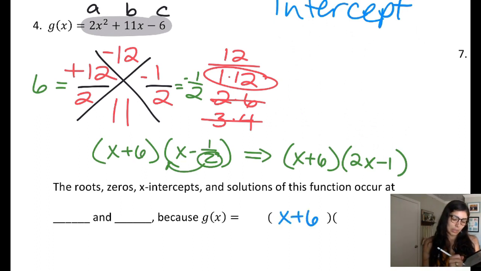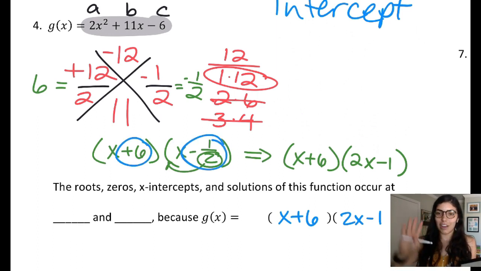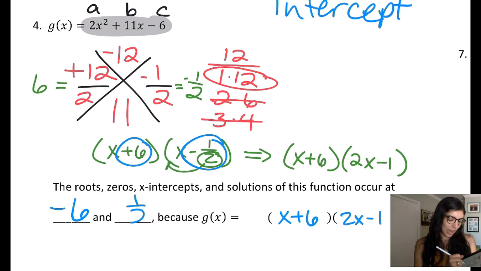We know this because that's what it's asking for in intercept form, is its factors. But when we're talking about the roots, the zeros, the x-intercepts, and solution, we're talking about the opposites of the pre-swing number. So this is going to be -6 and positive 1/2. That's where the roots, the zeros, the x-intercepts, and the solutions for this function occur.